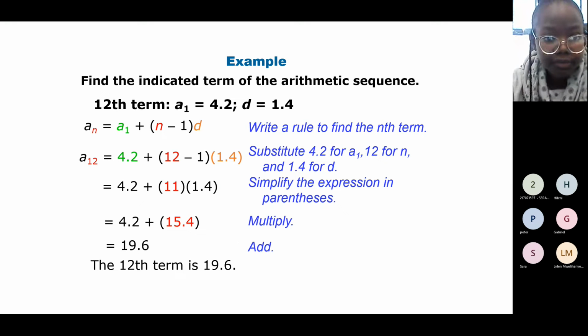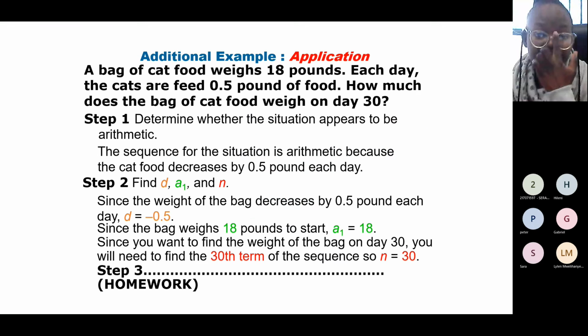Moving on, it's a find the indicated term of an arithmetic sequence. It's the same thing. You just use the formula and plug in your values. Okay, the last example is a very practical one.